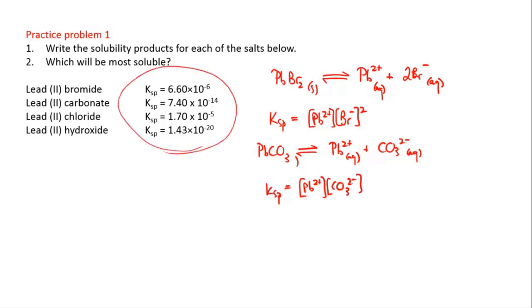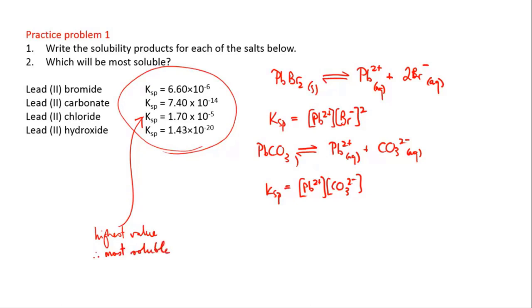All right, now let's look at the values of the KSP and work out which one is the most soluble. Remember that if the KSP is a large number, it means that the concentrations of the ions must also be large because they get multiplied together to make the KSP. So basically, the larger the KSP, the more soluble the salt is. So out of these four to choose from, it is the lead 2 chloride, which has a KSP of 1.7 times 10 to the minus 5, which has the highest KSP. And therefore, it is the most soluble of all of them.